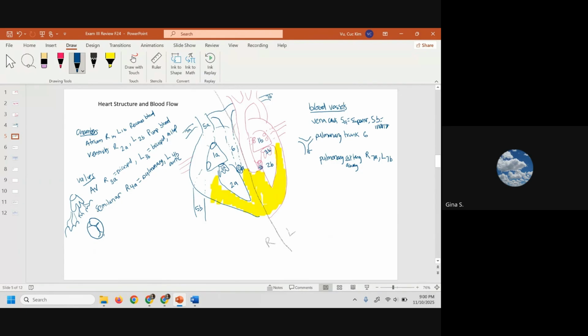Then it goes out into the lungs where it gets the oxygen and then it comes back. Okay, I got it. You absolutely got it. So it goes to the lungs, and then when it comes back, it's going to come back through these blood vessels. Let's number them. Okay, so this will be 8A, 8B. So what's number 8 in general?